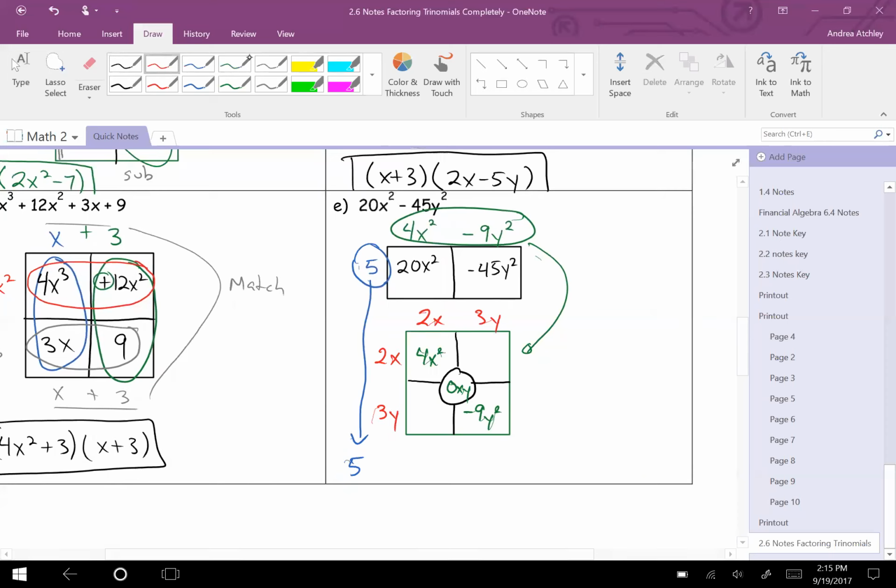Then we're going to check those middle terms. The 3 times the 2 is 6xy. And then the 2 times the 3 is 6xy as well. Now I know I'm subtracting. If I subtract them, do I get 0? Yes. So in this case, it doesn't matter which one's negative. You can make either one of them negative. But make sure you pull out the negative here and pull out the positive here.